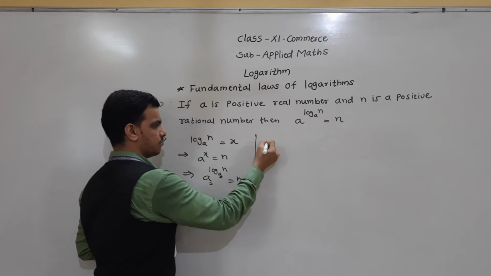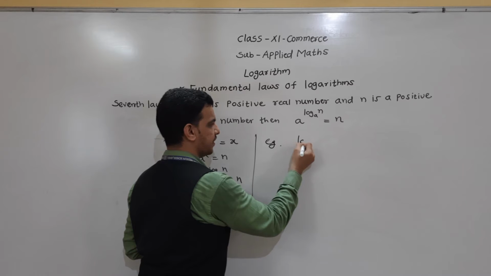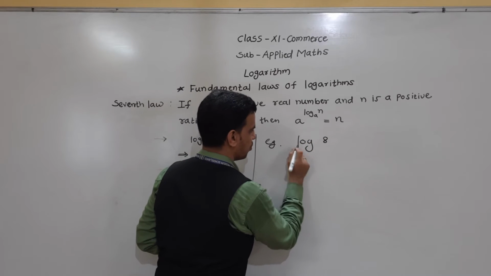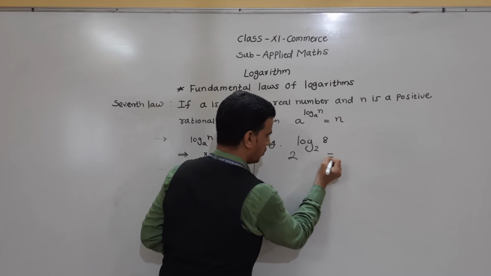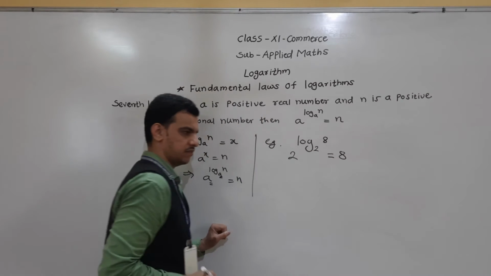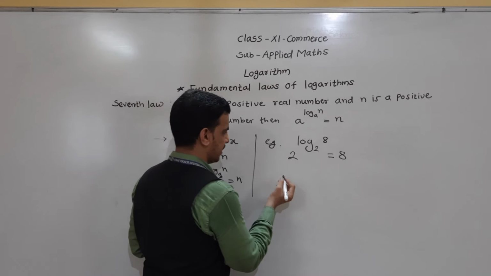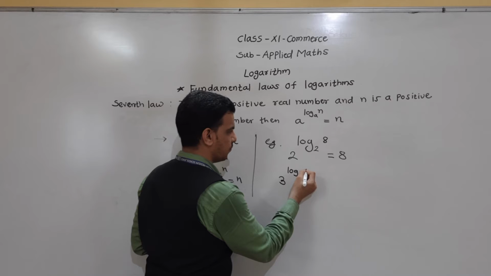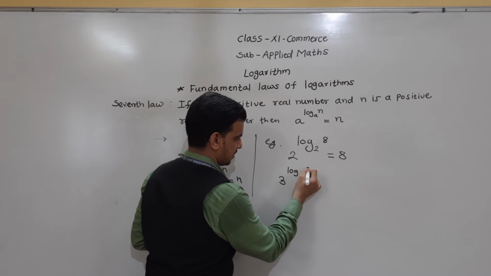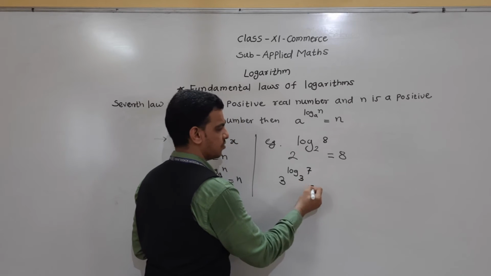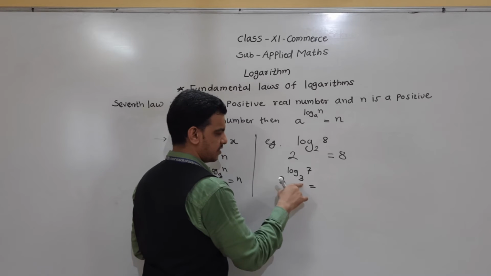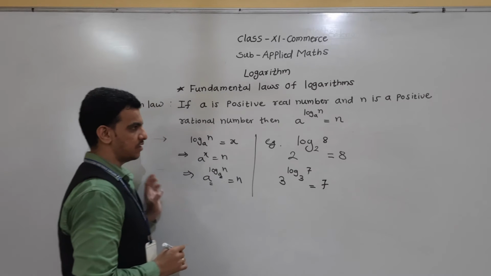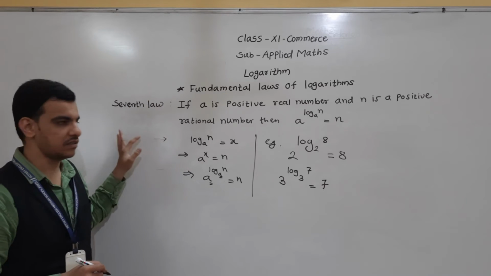Okay, for example, if we take 2 raised to log of 8 to the base 2, then the answer is 8. Or we can write it this way, 3 raised to log of 7 to the base 3. Okay, then here this base and this base are 3, so the answer is 7. Okay, understand this law. Now we will take the 8th law.